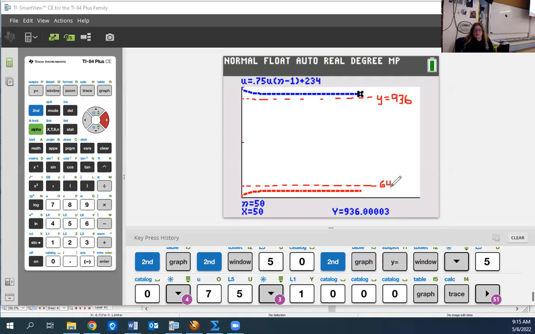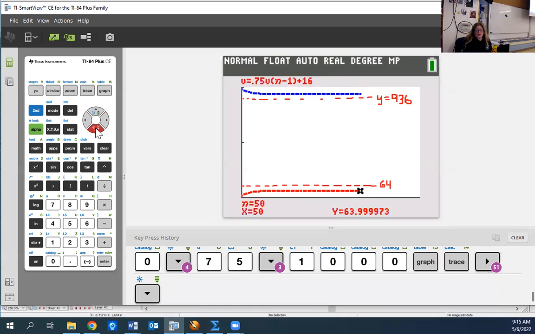So again, I can use the trace feature, and I want to change graphs. I can just go like this. Watch, guys, arrow. And now I'm on this graph. Look, guys, look. See how close it's getting to 64? Okay, that is cool, you have to admit. You guys, all you have to do is push the graph button. And it's going to show you these cool graphs.